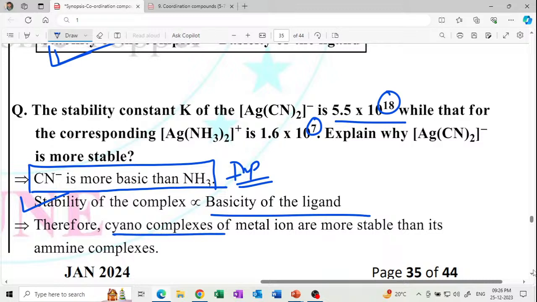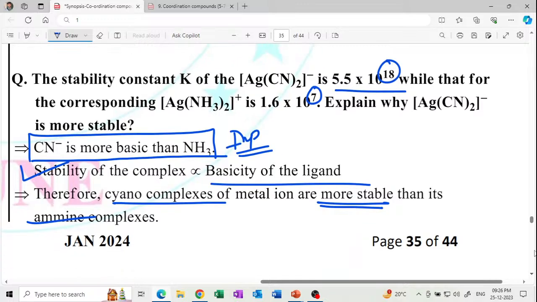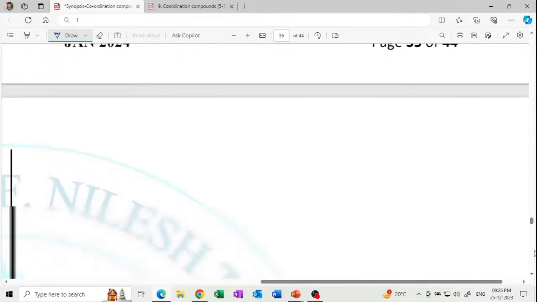साइनो कॉम्प्लेक्स more stable than amine complex because the CN minus is more basic than ammonia. Get it? So this is the reason.